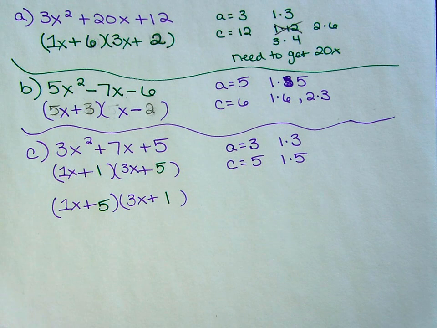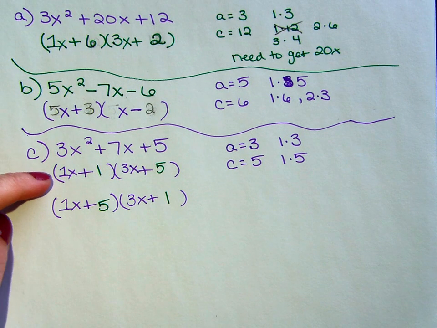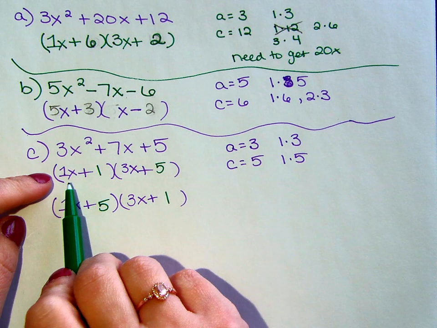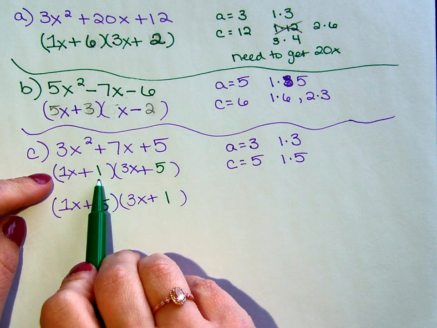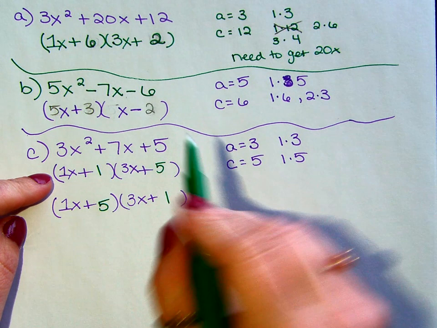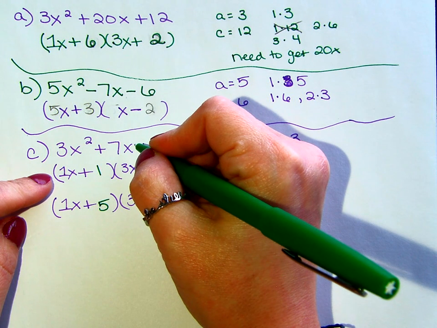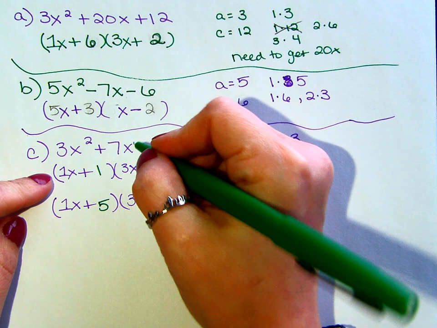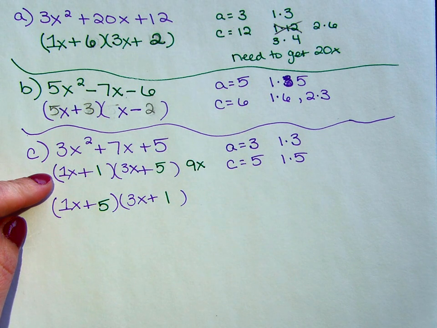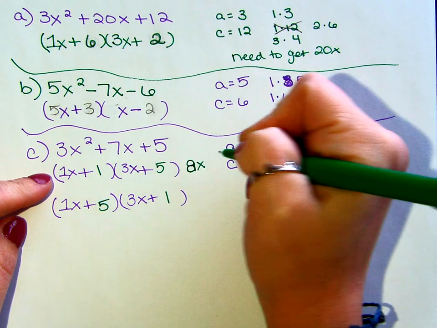Okay, for this first set of binomials, if I do my outer inner, I get a 6x and a 3x. That gives me a 9x. We're looking for a 7x. So that didn't work. That's not 9, that's 8. I can't do math this morning. 5 and 3 makes 8.